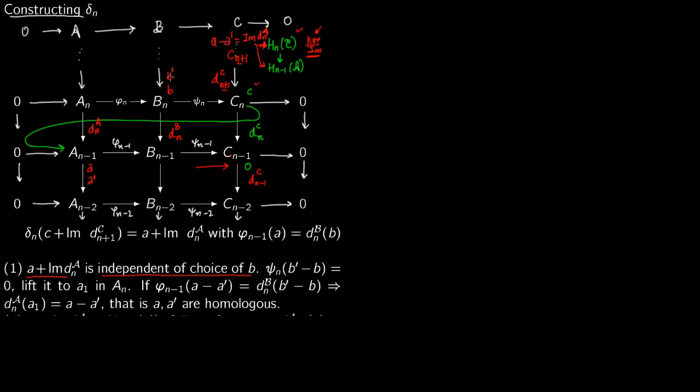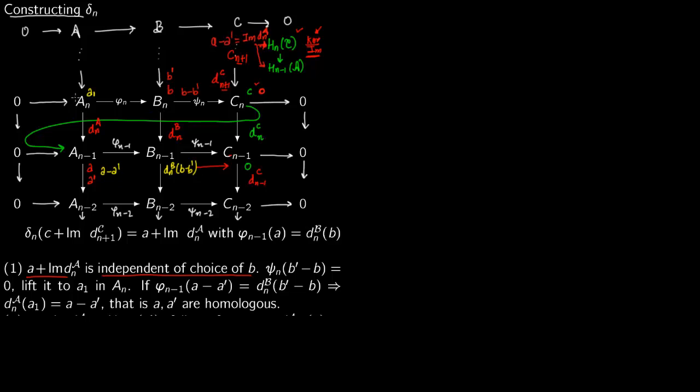Say you pick another element B prime, both B and B prime get mapped to C. So that means B minus B prime via the map psi n will get mapped to 0. Therefore you can lift this up, because we have a short exact sequence here. B minus B prime going to 0, you can lift up to some element A1 here. On the other hand, via this map d n B, you again have B minus B prime right here. So this gets mapped to 0. So again this will automatically lift to A minus A prime, because corresponding to B prime we had A prime, corresponding to B we had A.